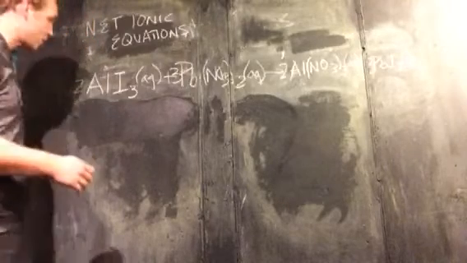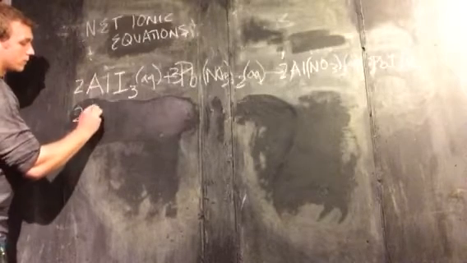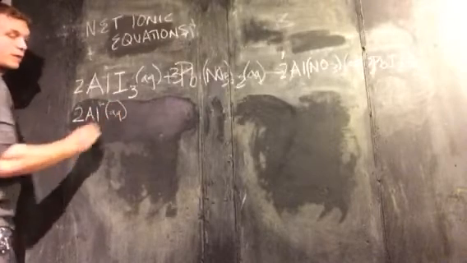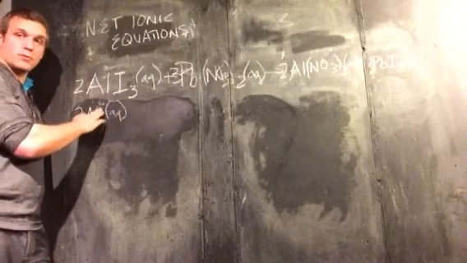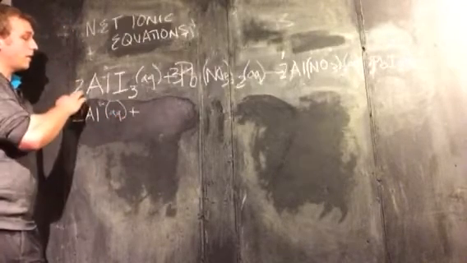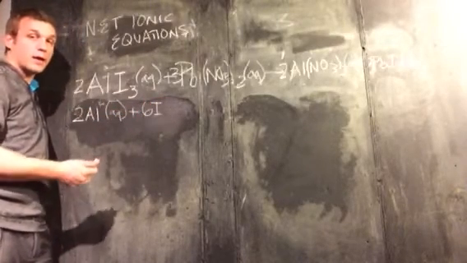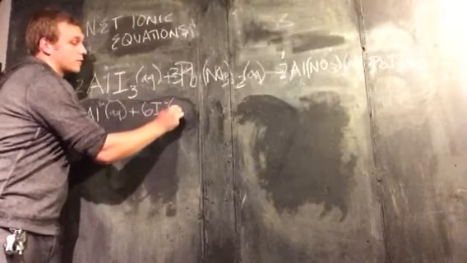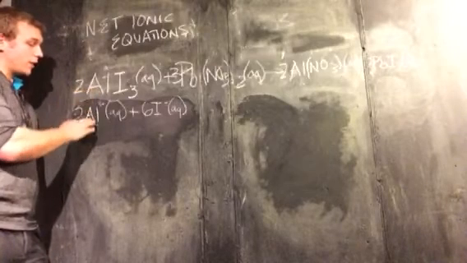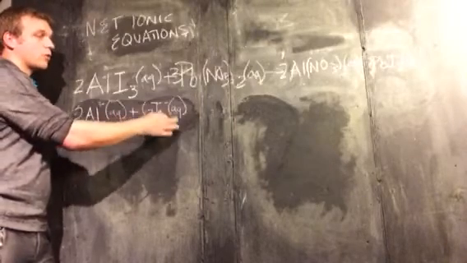First thing I'm going to do is write, how many aluminums do I really have? I have two aluminums. They have a 3+ charge and they are dissolved in water, aqueous. Plus, I have 2 × 3, 6 iodides, or iodines, each with a -1 charge, and it's dissolved in water. That's all we're doing: how many aluminums do I have? What's the charge? Is it dissolved in water? How many iodides do I have? What's the charge? Is it dissolved in water?